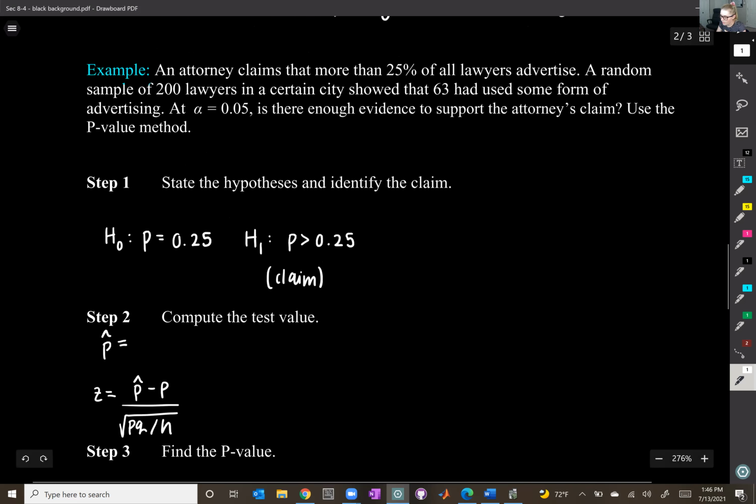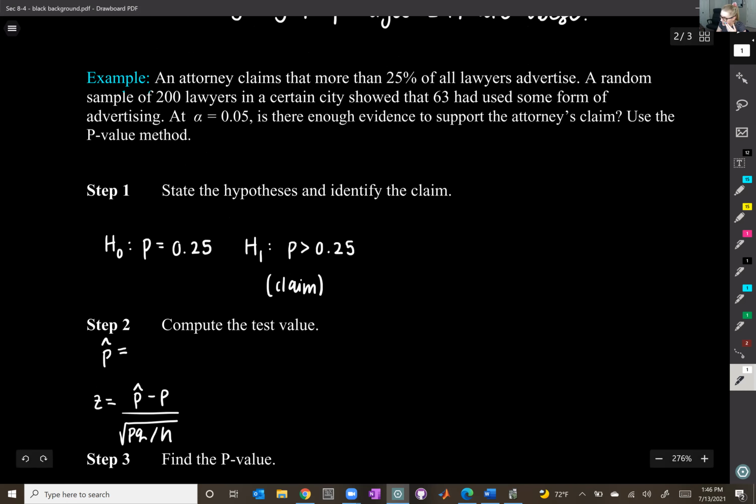So if we look at our word problem, P hat is going to be the sample proportion. So we had a random sample of 200 lawyers, and then it showed that 63 had used some form of advertising. So out of that random sample of 200, we had 63 say they had used advertising. So that means our sample proportion is 63 over 200, and that is going to be 0.315.